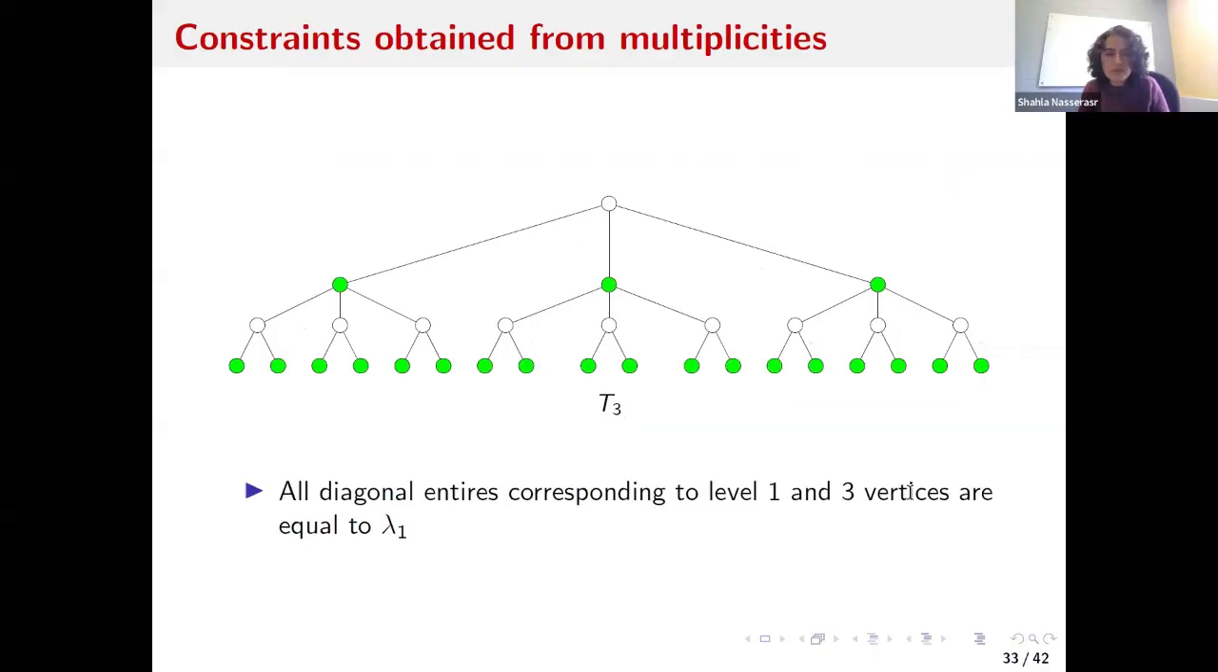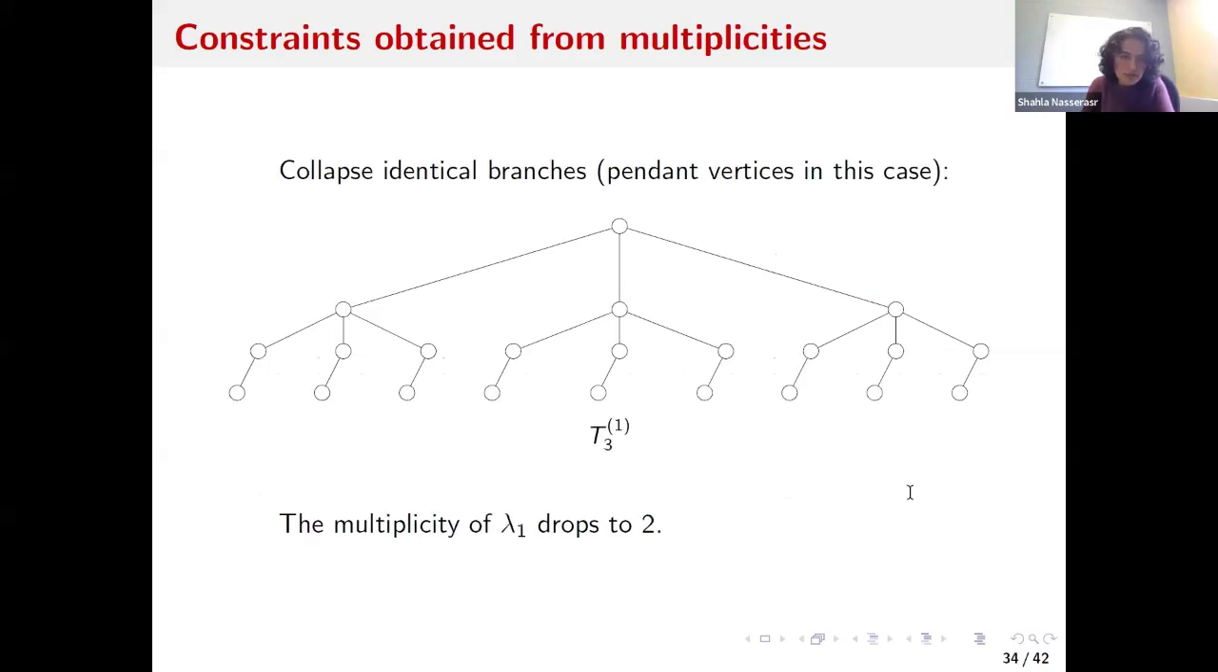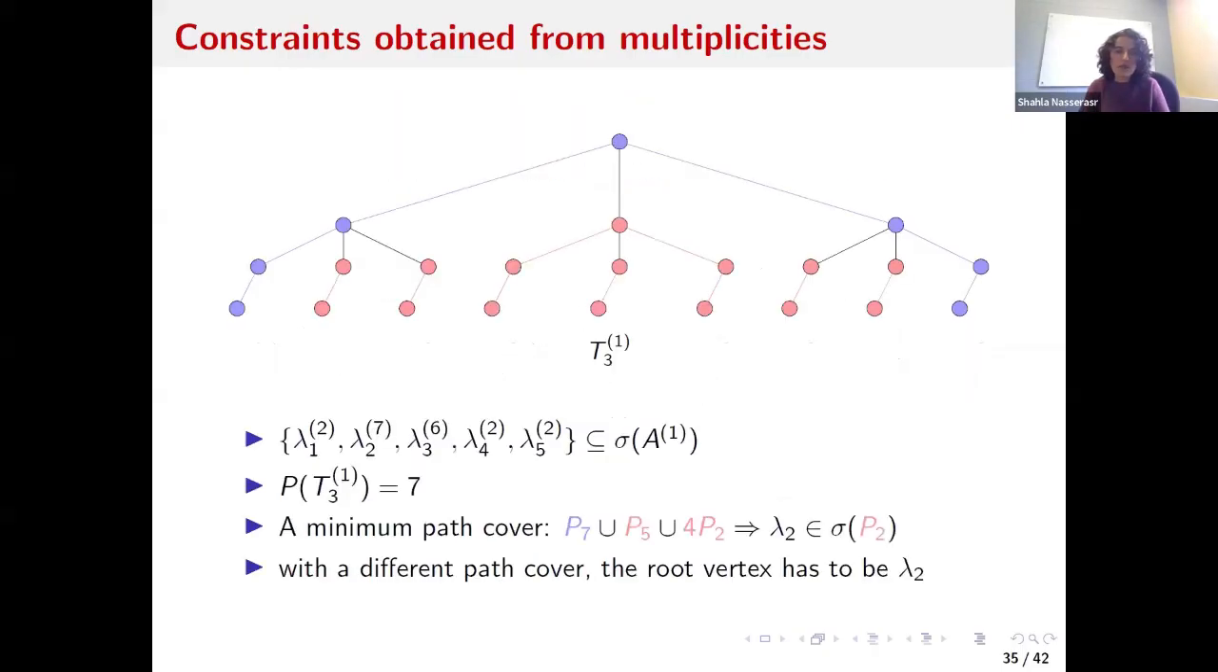Now, we talked about collapsing, right? Collapsing said if the branches are exactly the same, we can collapse them, and we know what happens to the eigenvalues. So here the leaves are all identical, so I can collapse those to obtain this graph, and the multiplicity of lambda 1 drops by 9. So in this graph lambda 1 has multiplicity 2, and all the rest are the same. Now I obtain a new graph, which is smaller, and its path cover number is 7.